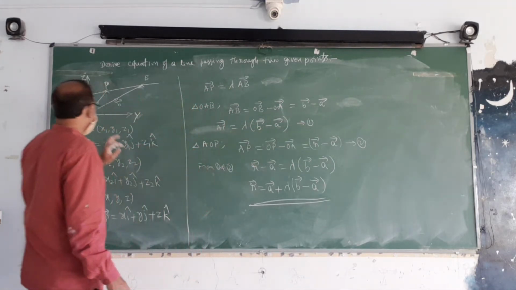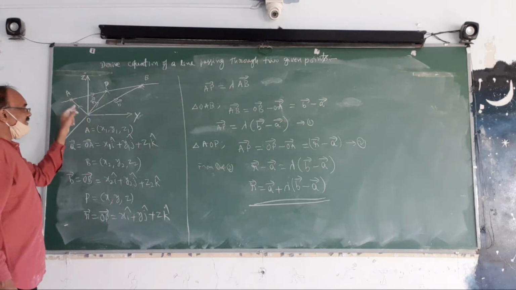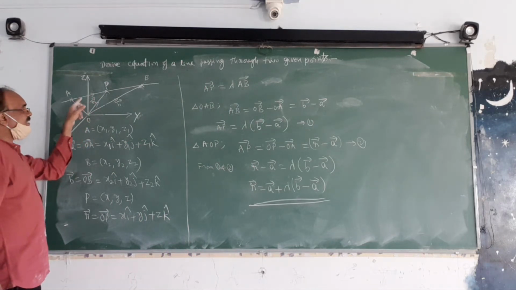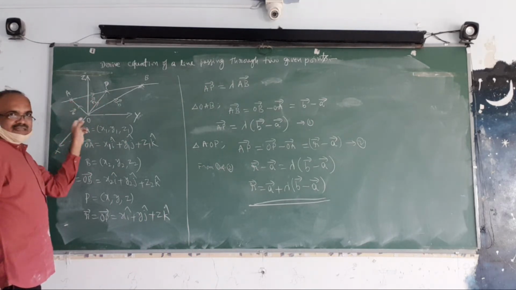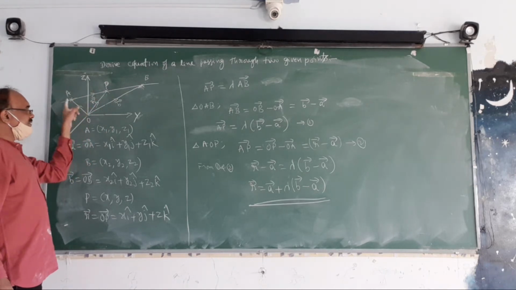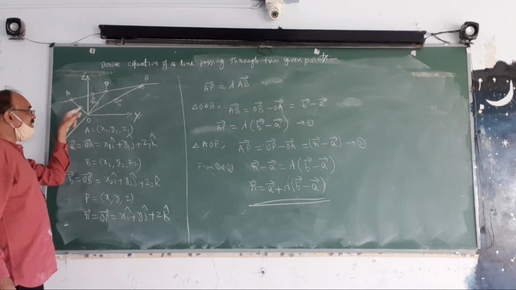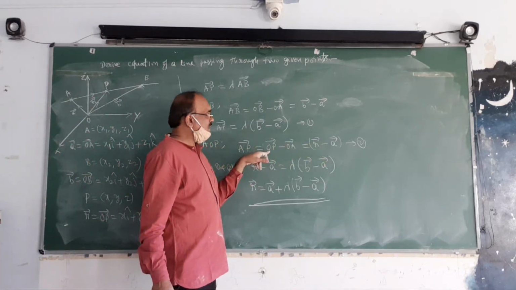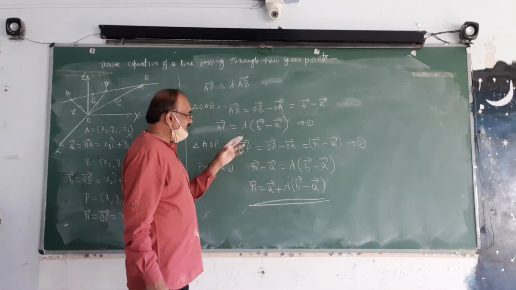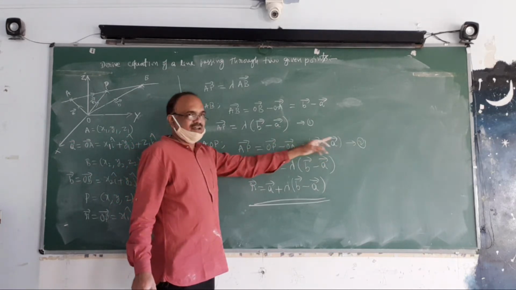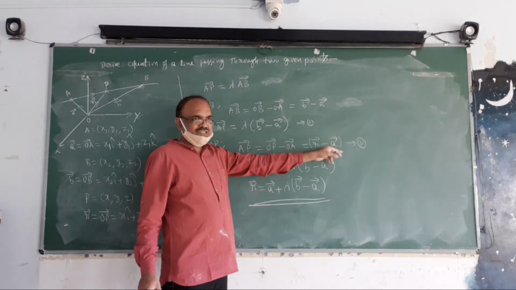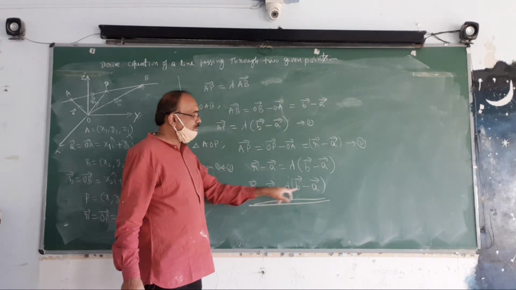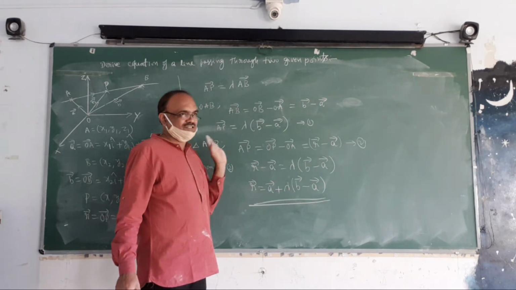The other equation: you take this smaller triangle, and you can write AP using R and A, that is R minus A. Here AP was written using B and A by taking the bigger triangle. Now AP is written in two ways: one is lambda times B minus A, another is R minus A. Both are equal, so you just equate these two and you will get R. A you know, B you know, and lambda is some constant.